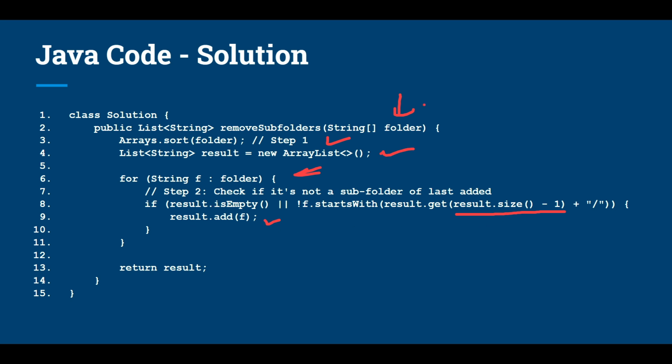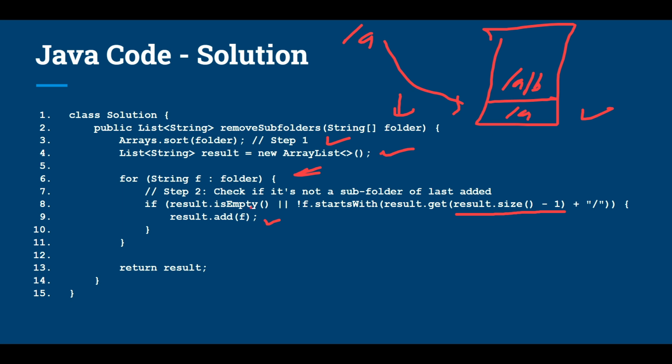Because when the very first list was empty, let's suppose this list is empty, and a came, so we'll store here /a. This is a parent, just for example. So result is full now, having data here. Then the second time another folder is coming, /a/b.